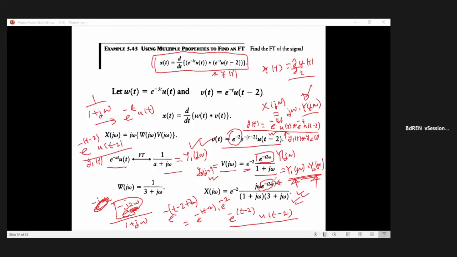First, you do not consider that time delay factor. Then you do the partial fraction. After partial fraction, take your Fourier inverse. Once your Fourier inverse is available, then this factor will cause a delay by 2 time units to the right.